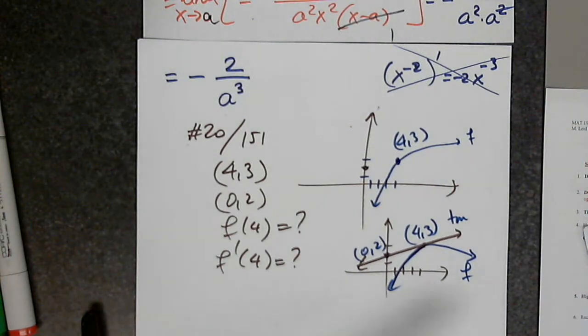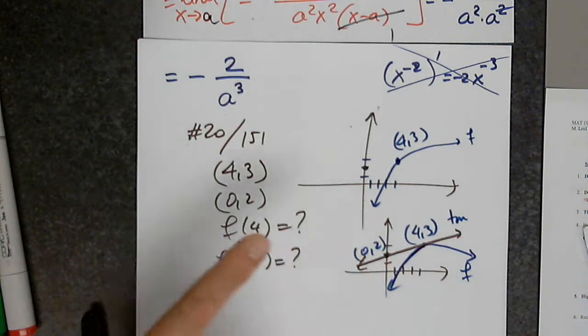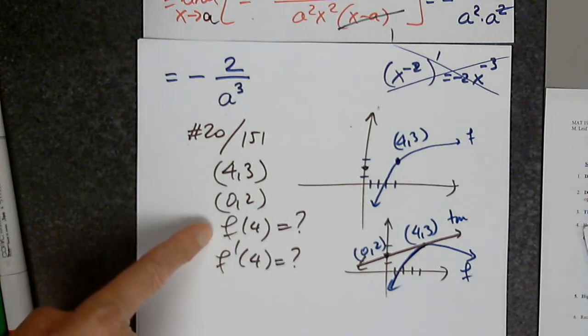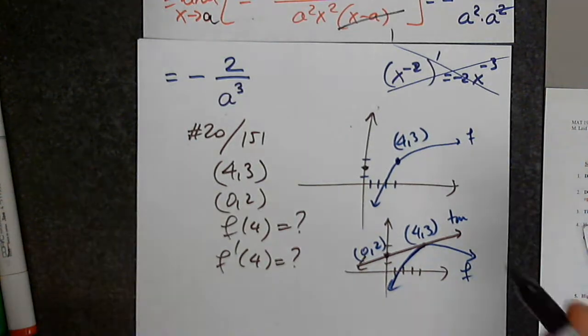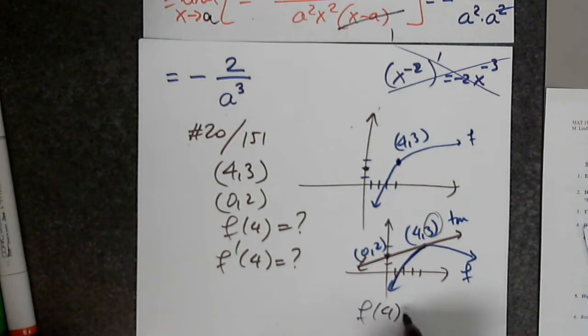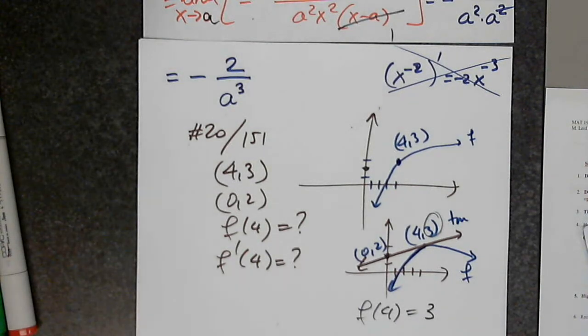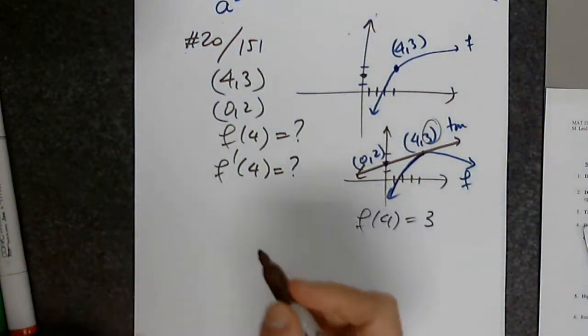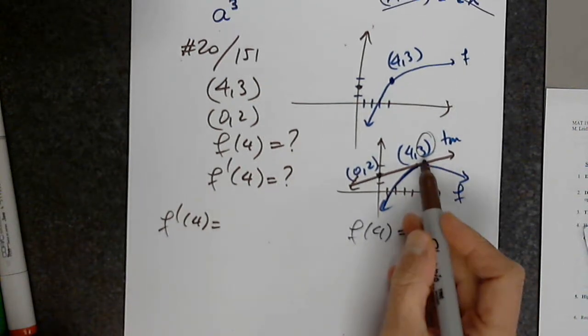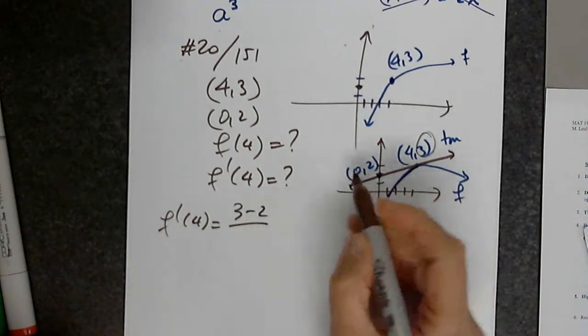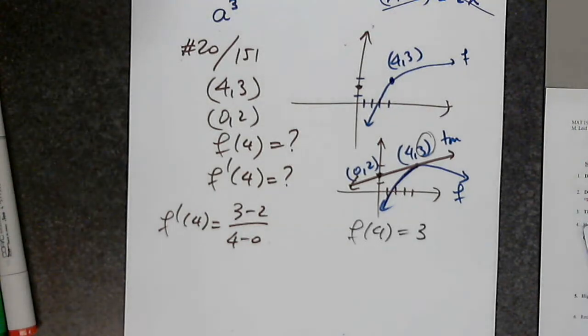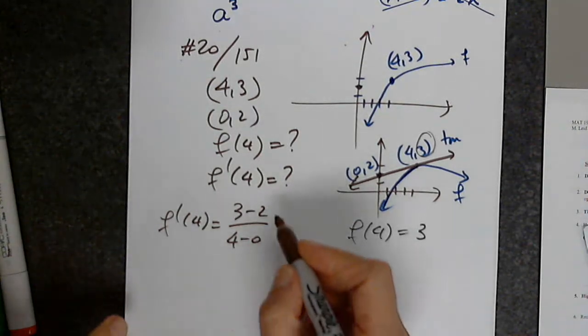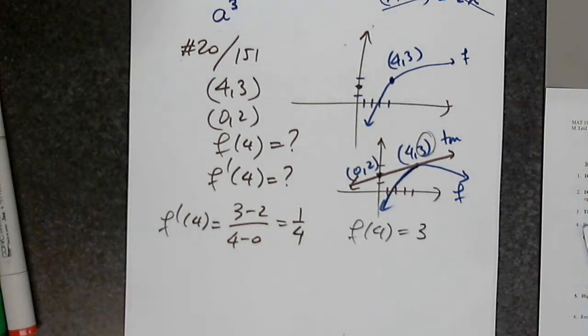So if the tangent line to the graph of f of x passes through 4, 3, passes through the point 0, 2, find f of 4. Of course, f of 4, there is no discussion. This must be 3. F of 4 must be 3. But now we're asked to find f prime of 4. Exactly. So f prime of 4 will be the slope, 3 minus 2 over 4 minus 0. It's the slope of the tangent line. So it's 1/4. Very good.